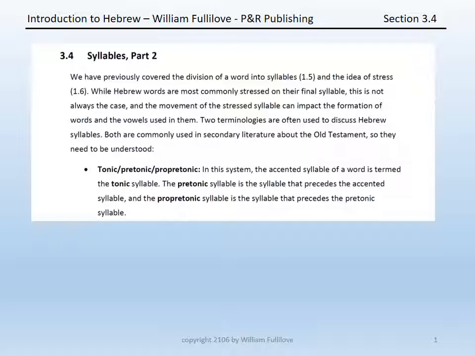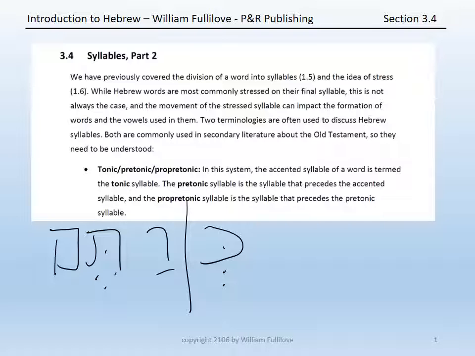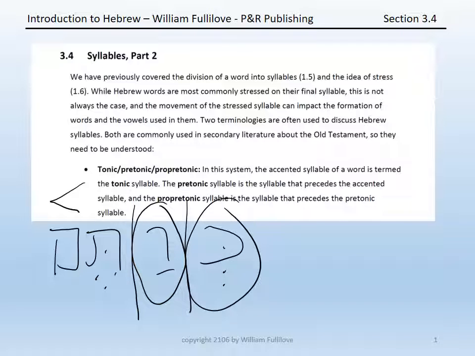So for instance, in the verb ktaltim, you will note that there are in fact three syllables: k with a vocal schwa, ra, an open syllable, and tim, a closed syllable. In this case, because no stress is marked differently, we know that the stress is in fact on the last syllable. That last syllable would be called the tonic. The ra is the pretonic syllable, and k is the propretonic syllable.